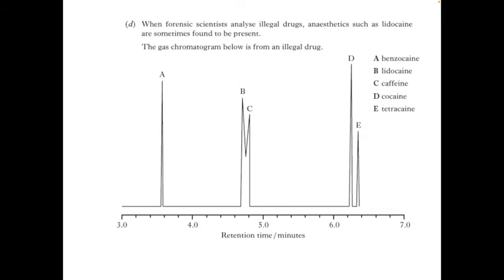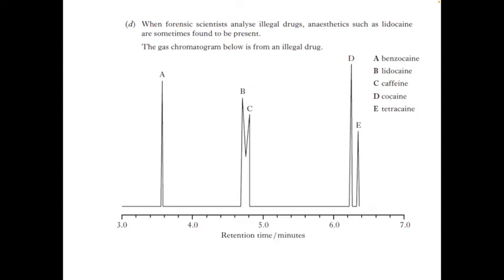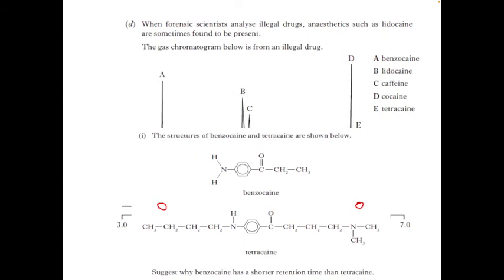When forensic scientists analyse illegal drugs, anaesthetics such as lidocaine are sometimes present. This shows you the chromatogram from an illegal drug. And this is one of the questions. It says the structures of benzocaine and tetracaine as shown below suggest why benzocaine has a shorter retention time than tetracaine. So if you look back here, benzocaine is A and tetracaine is E. So tetracaine has a much longer retention time. So why does benzocaine have a much shorter retention time?